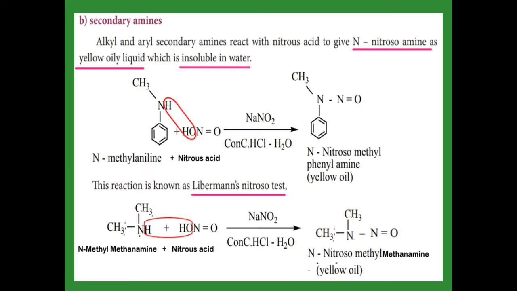The next one, suppose an alkyl secondary amine is reacted with nitrous acid, we get N-nitrosomethyl-methanamine. It is a yellow oil. Now see the example. N-methyl-methanamine is reacted with nitrous acid. N-methyl-methanamine is a secondary amine, because the amine contains two alkyl groups. Here also we are going to remove the water, which I indicated in red color. So we get N-nitrosomethyl-methanamine. It is a yellow oil.